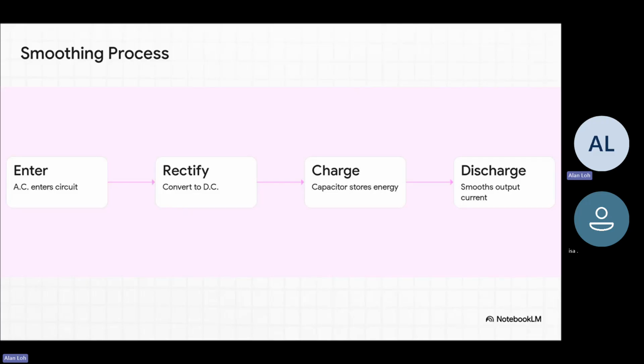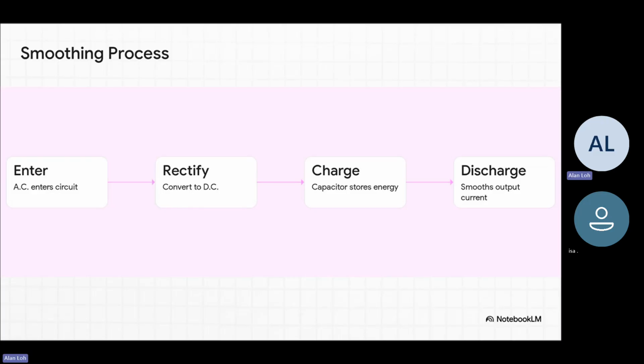Here's how it works. Alternating current enters the circuit and the diodes rectify it into half-wave or full-wave DC, the voltage pulses up. When it does, the capacitor acts like a giant sponge, charging up as the potential difference increases. Then as the potential difference tries to drop, the capacitor discharges. Smooth, steady line of power.